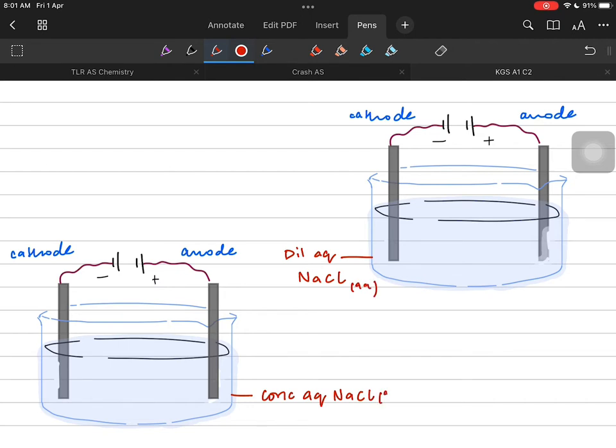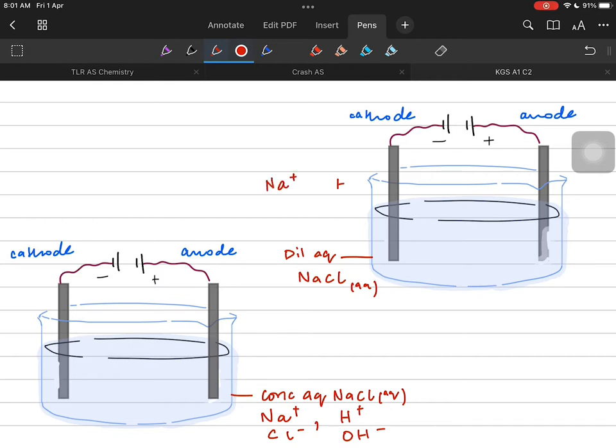So the only difference is the concentration of sodium chloride. Both are aqueous solutions of the same substance, but the concentrations are different. You have Na plus and H plus ions as cations in both. You have Cl minus and OH minus as anions in both. So the ions are the same, the concentration is different.